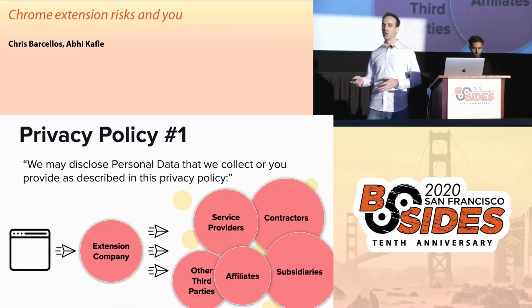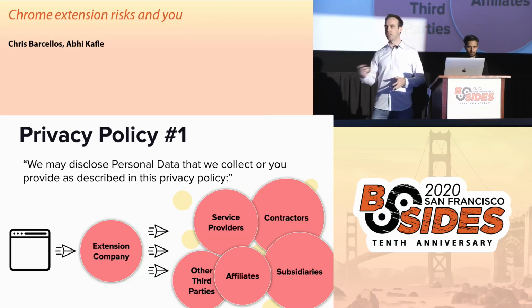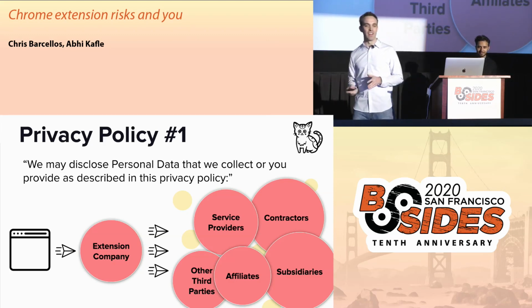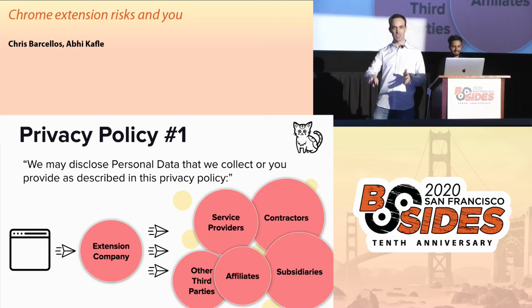So something that most people don't read, because they want to have an extension, they want to have it installed right away. They're not going to read all the privacy policies. They just want to hit a button and then have a cat show up in a new tab. It's like, as fast as I can push that button, get it installed.